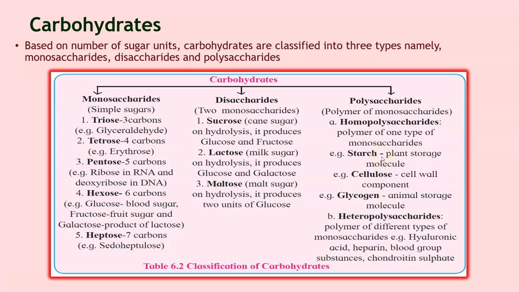See here, starch, this is the stored food in plants. Then we have glycogen, which is stored in the animal body, particularly in liver and muscles. Then we have cellulose, which is the cell wall component.